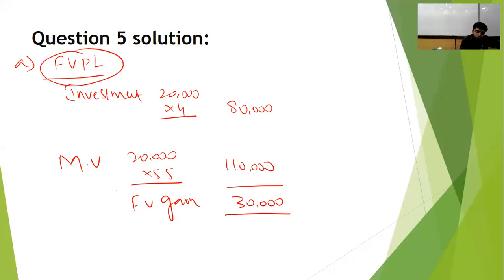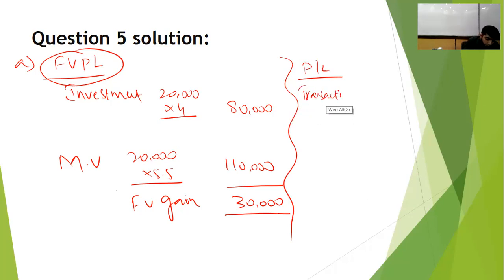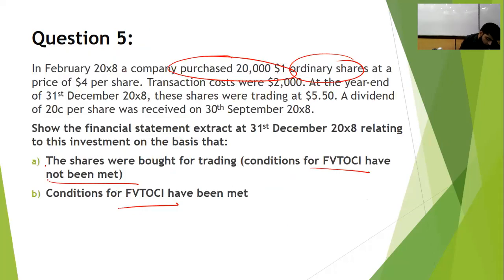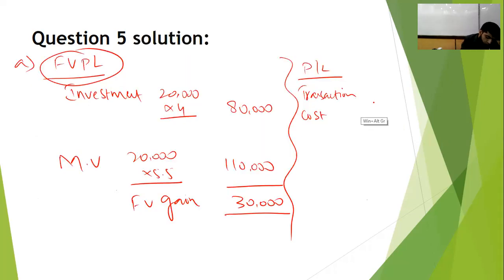So let's prepare the extract of financial statement. What if we are preparing P&L? In P&L, what items will we be recognizing? Number one, the transaction cost. We'll be expensing it out, as we are following fair value through P&L. So any transaction cost which is incurred will be expensed out. The transaction cost was $2,000, so we will be recognizing $2,000 as an expense in P&L.